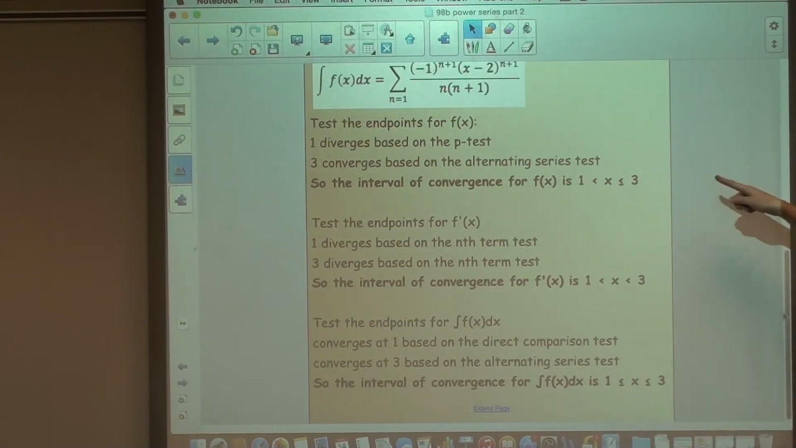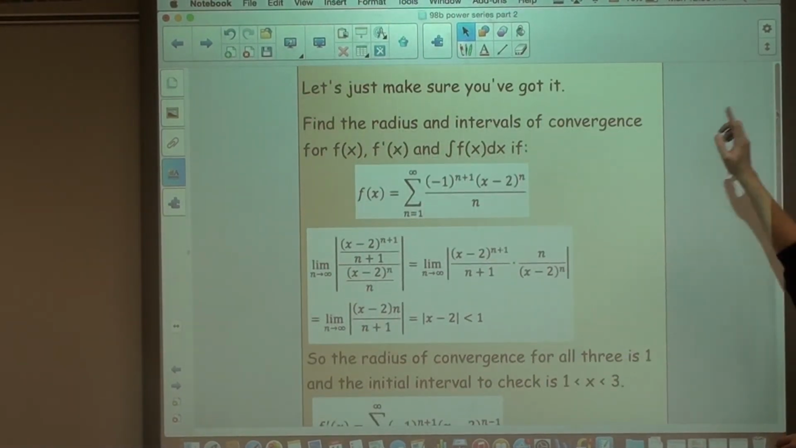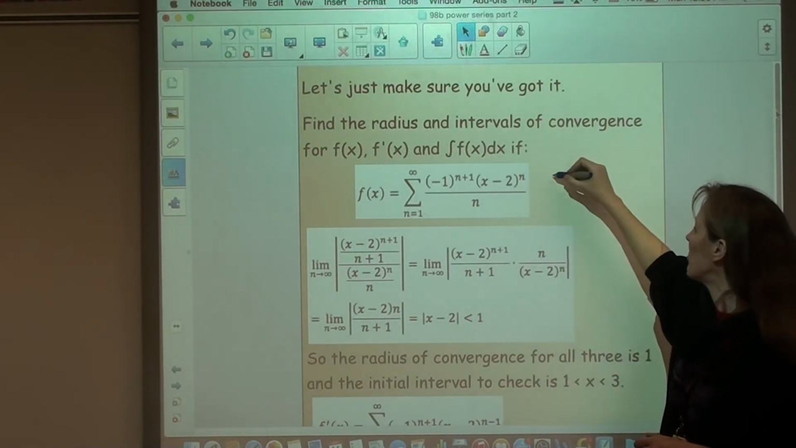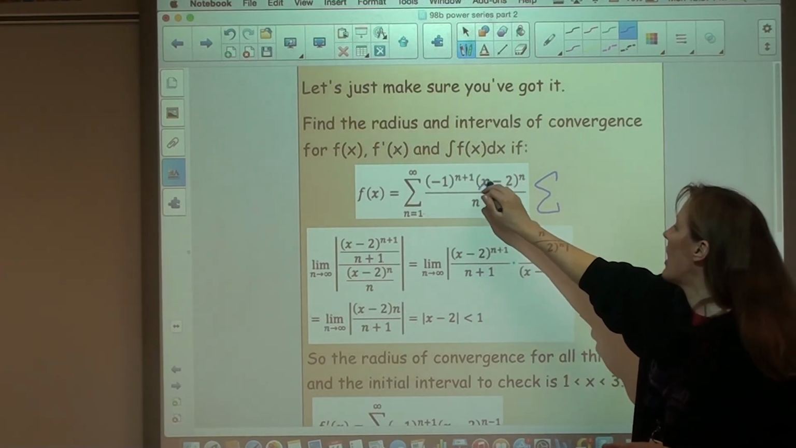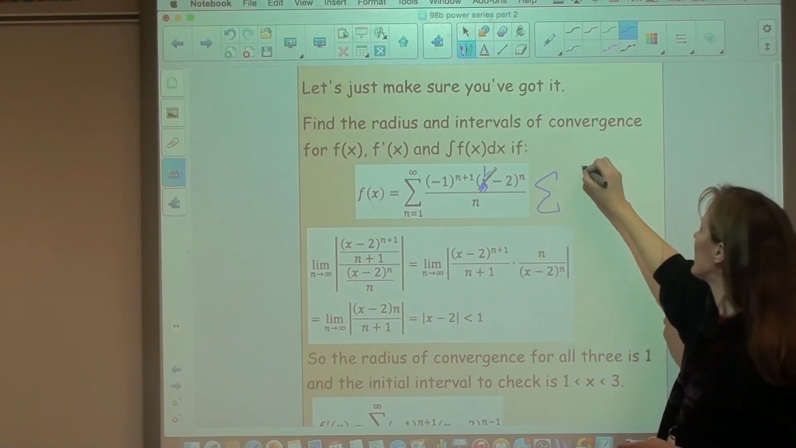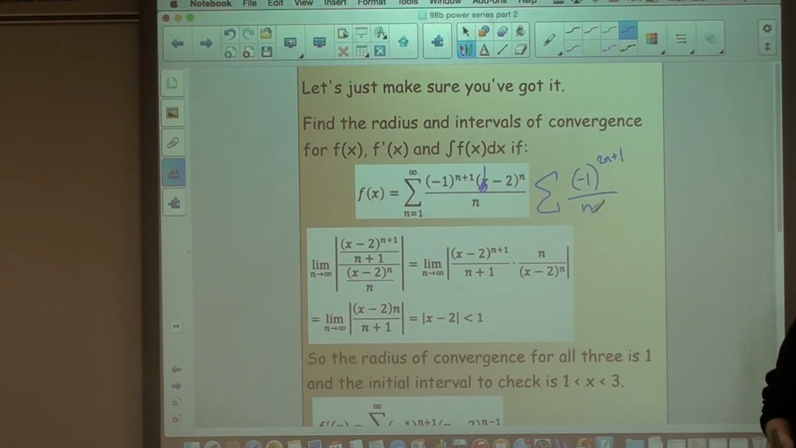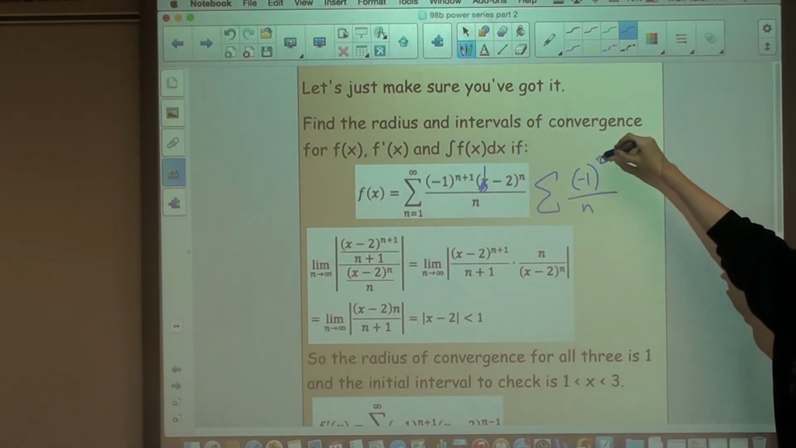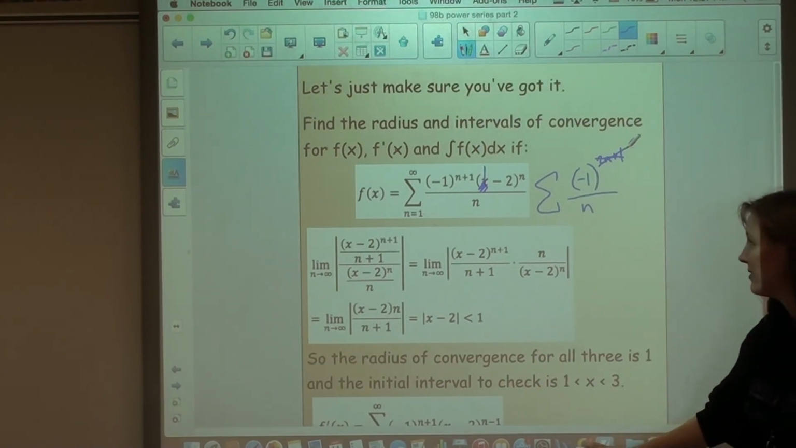Why does one not work for the first one? Good question. Let's take a look at the original function, and let's plug a 1 in and see what happens. When you plug the 1 in, you end up with negative 1 to the n plus 1 times negative 1 to the n, right? So you end up with negative 1 to the 2n plus 1 over n. This is not an alternating series. It looks like an alternating series, but it's not. Why is it not an alternating series? Because the exponent is always odd. So this is actually the same thing as just negative 1 over n. It's a deceiving non-alternating series.